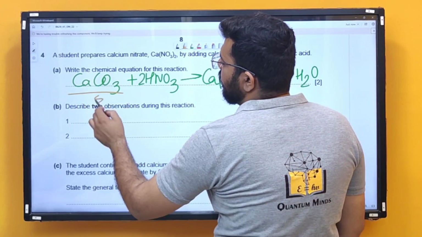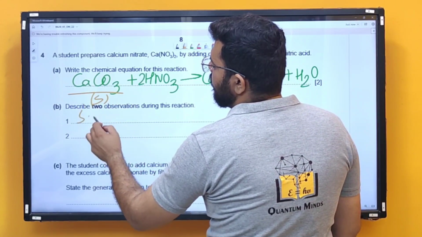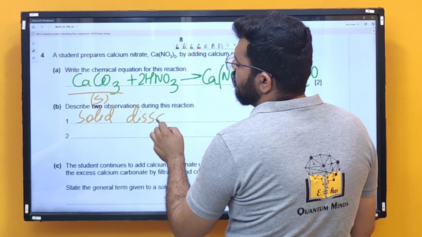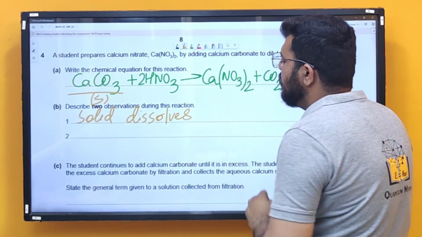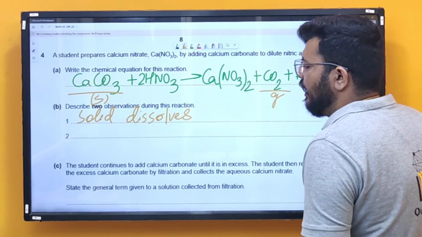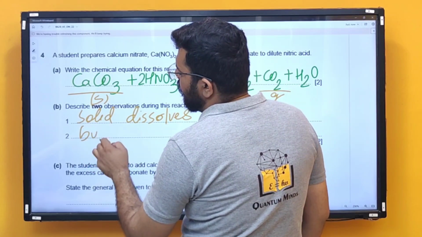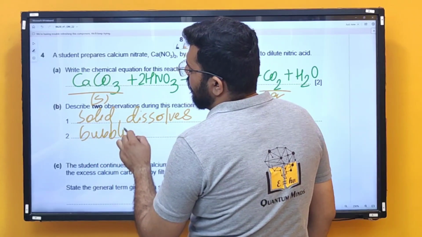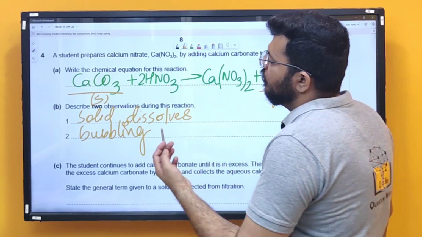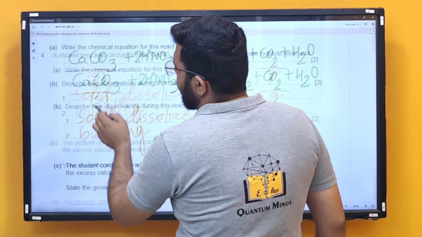This is a solid, correct? So solid dissolves. And what else is happening? Carbon dioxide is a gas. So I will also observe bubbling, right? You could write effervescence, you could write gas is produced. All of those answers are correct.